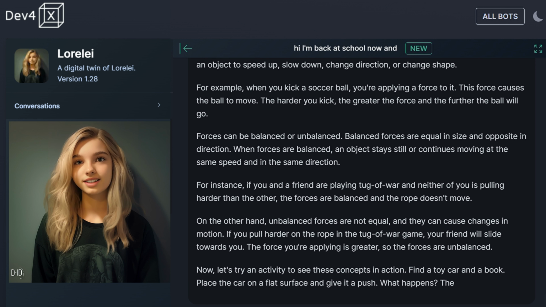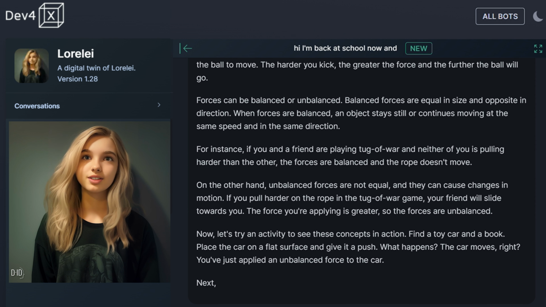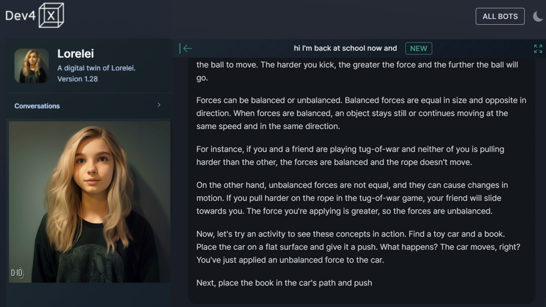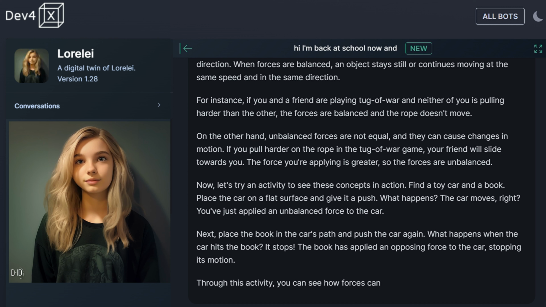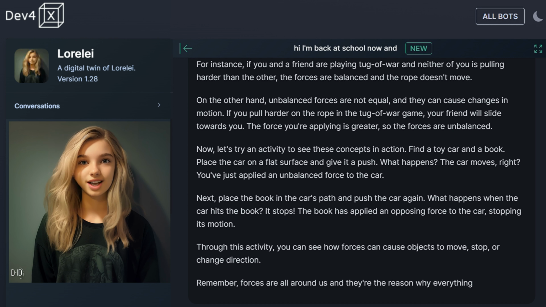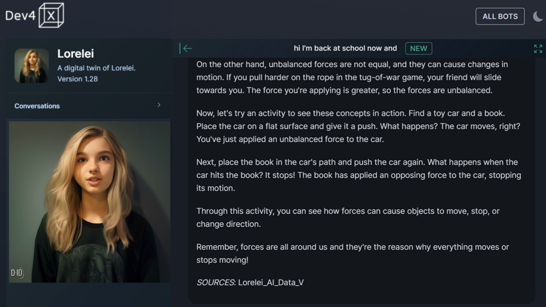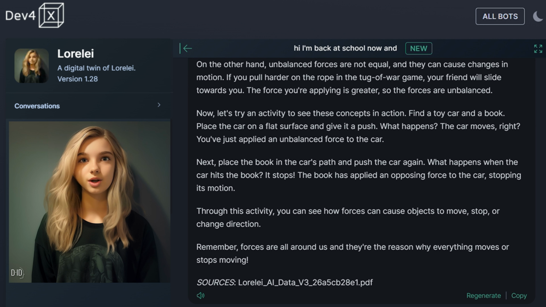Now, let's try an activity to see these concepts in action. Find a toy car and a book. Place the car on a flat surface and give it a push. What happens? The car moves, right? You've just applied an unbalanced force to the car. Next, place the book in the car's path and push the car again. What happens when the car hits the book? It stops. The book has applied an opposing force to the car, stopping its motion. Through this activity, you can see how forces can cause objects to move, stop, or change direction. Remember, forces are all around us and they're the reason why everything moves or stops moving.